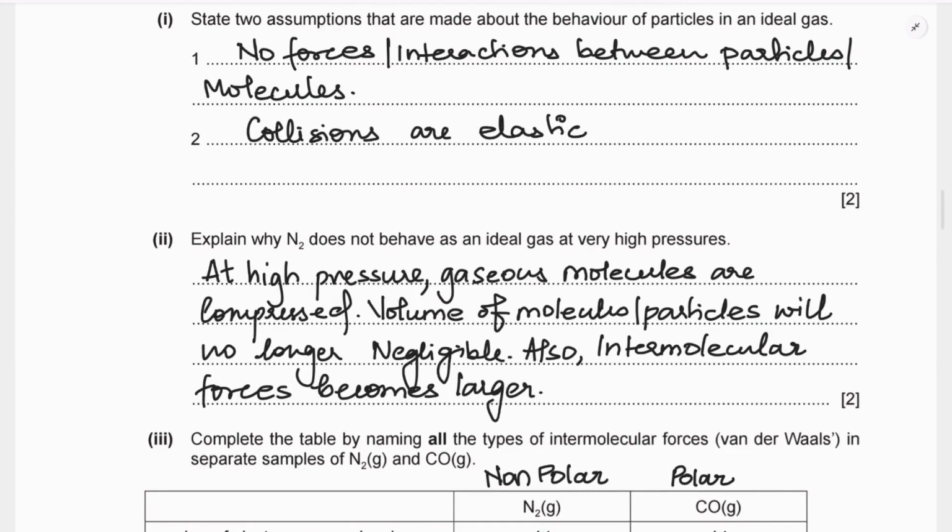Explain why N2 does not behave as an ideal gas at very high pressure. So at very high pressure, gaseous molecules are compressed, as you all know. Because of this, the intermolecular forces will be more. The volume of molecules or particles will no longer be negligible, and also the intermolecular force becomes larger. So these are the pointers you must write to get a total of 2 marks.